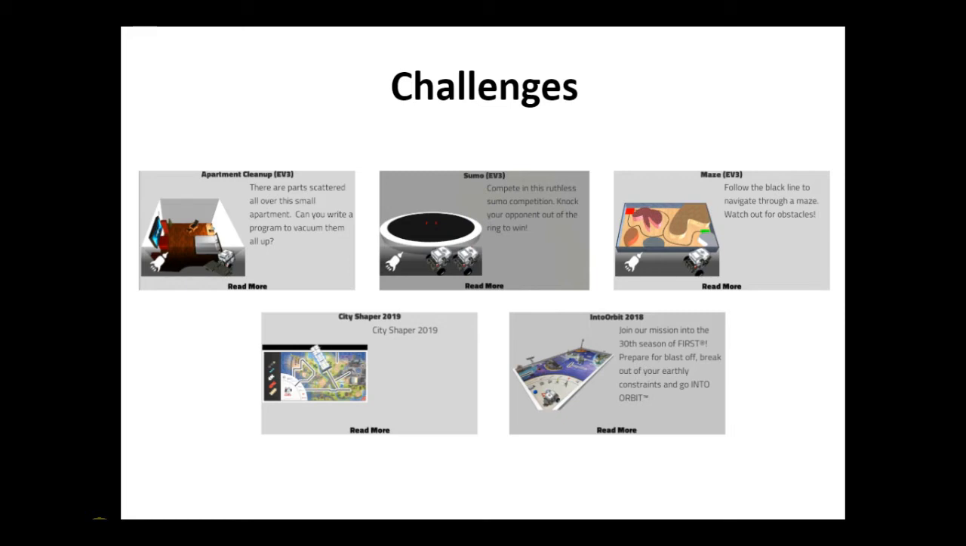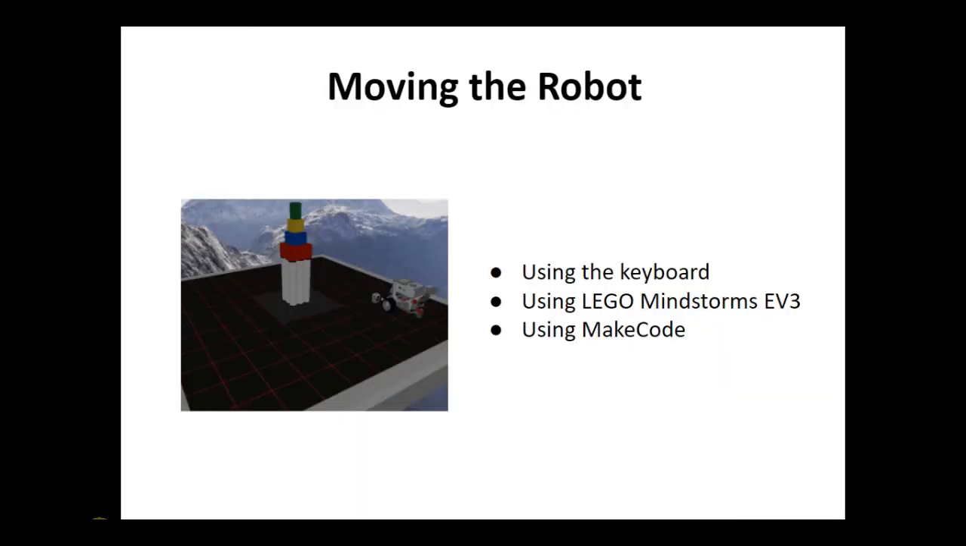Within the Virtual Robotics Toolkit, as we'll see in a moment, there are a whole variety of different environments and different challenges that users can complete to practice their coding skills. And we'll take a look at some of those different environments throughout this session. And we'll also take a look at some of the different ways that you can actually move your robot within those virtual environments. So the three main ways that we'll take a look at include using the keyboard, using LEGO Mindstorms EV3 Lab software, and also using MakeCode.